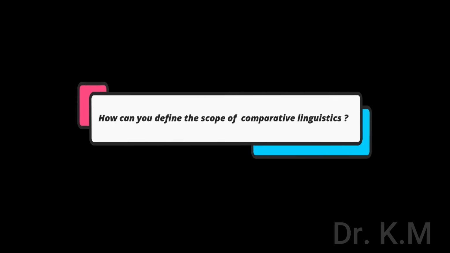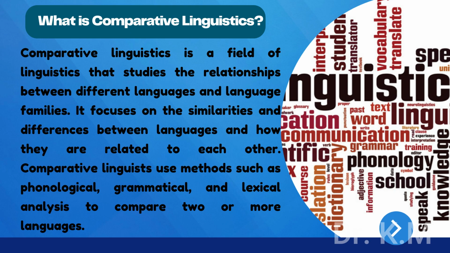So, let's begin with this question. How can you define the scope of comparative linguistics? Comparative linguistics is a field of linguistics that studies the relationships between different languages and language families. It focuses on the similarities and differences between languages and how they are related to each other. Comparative linguists use methods such as phonological, grammatical, and lexical analysis to compare two or more languages.